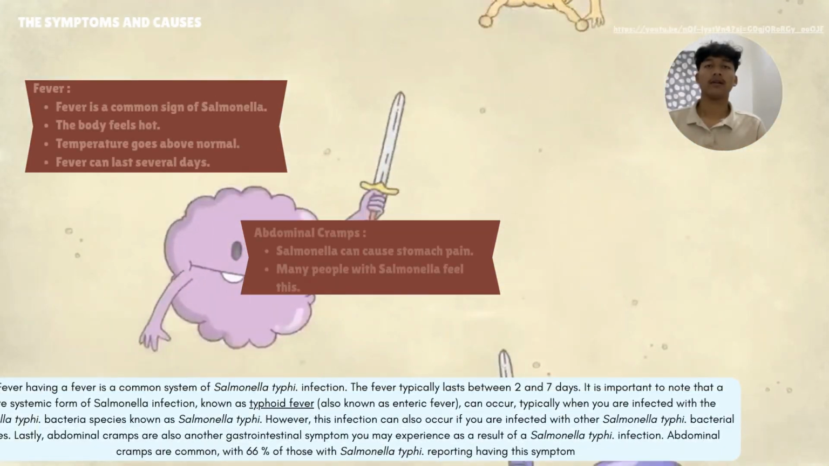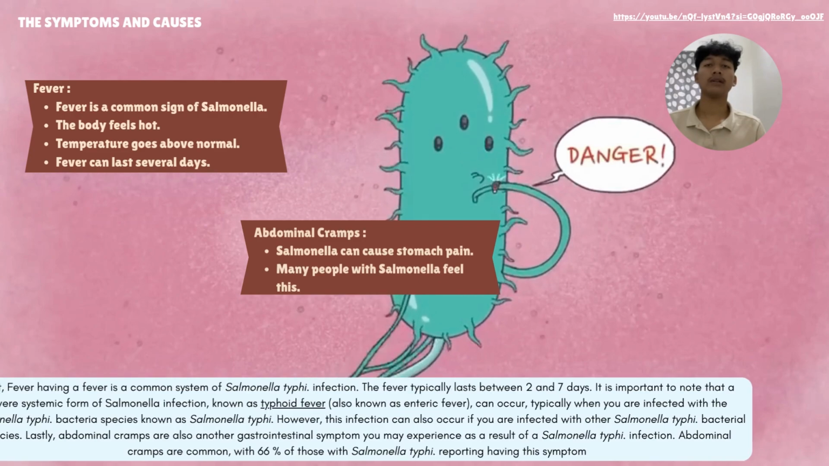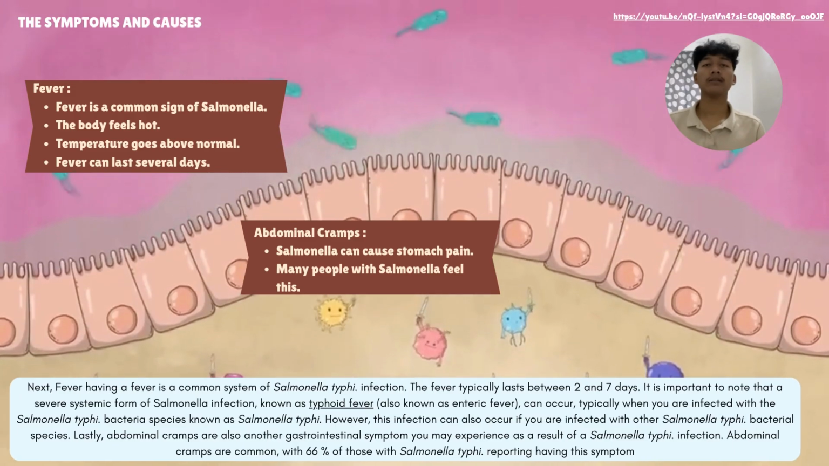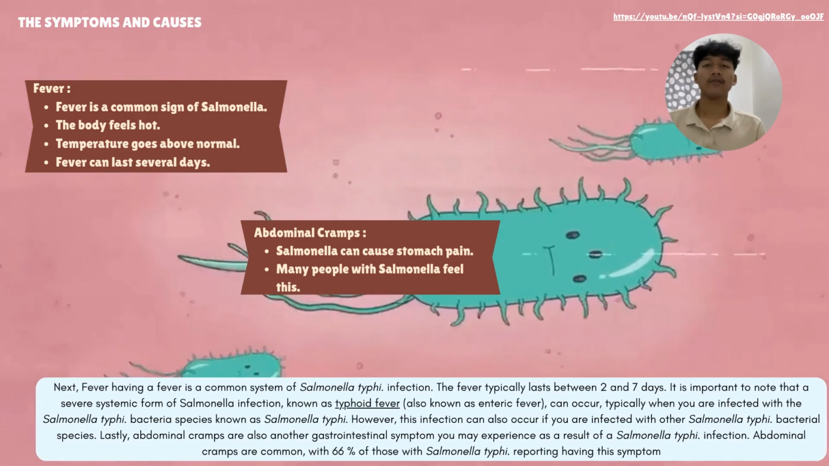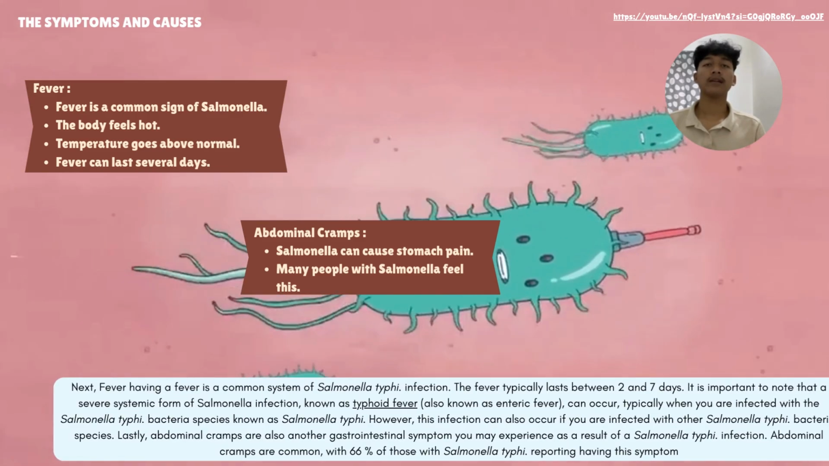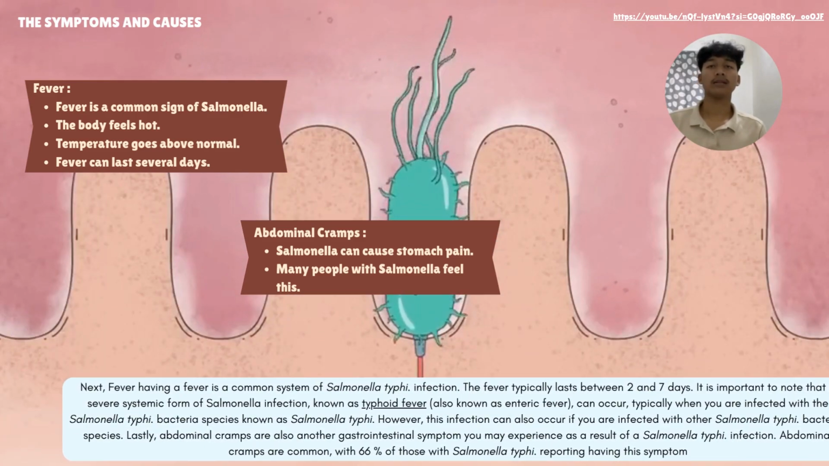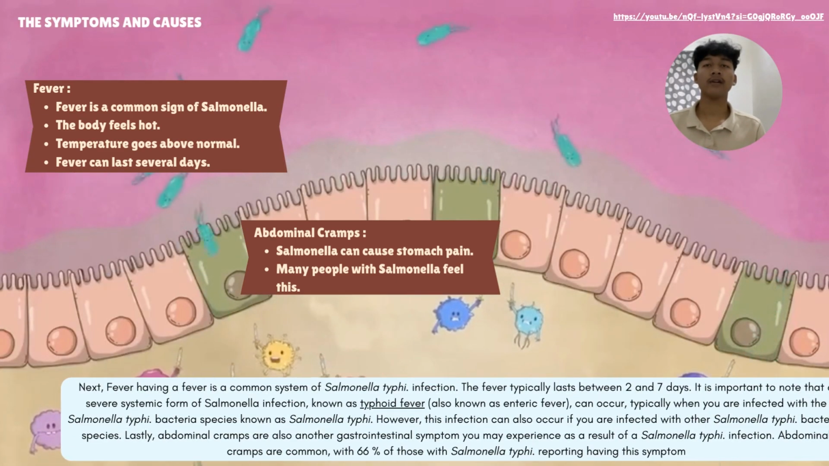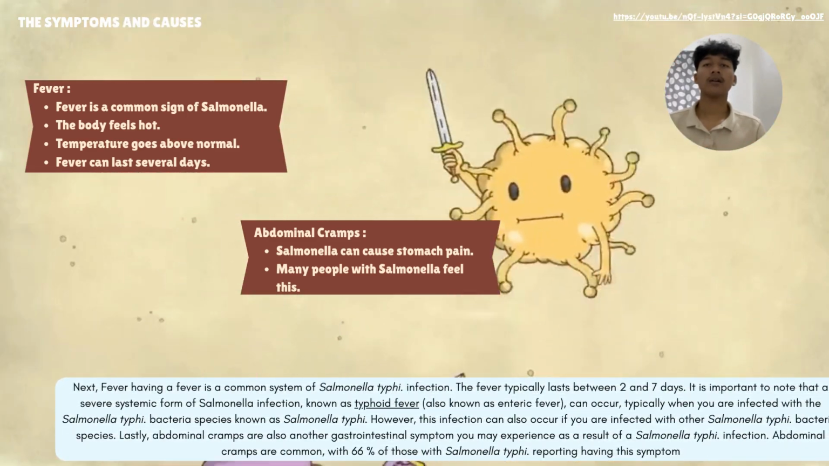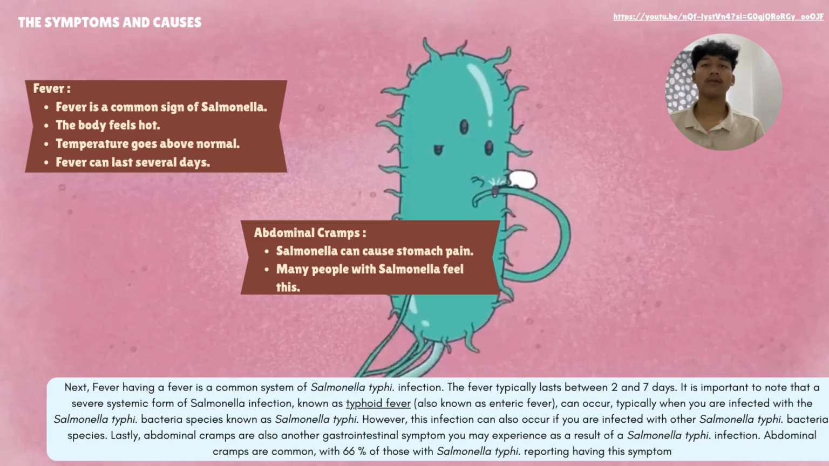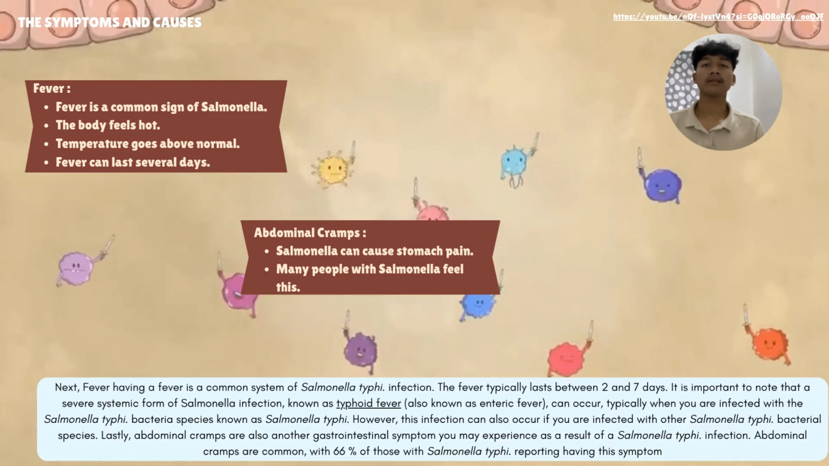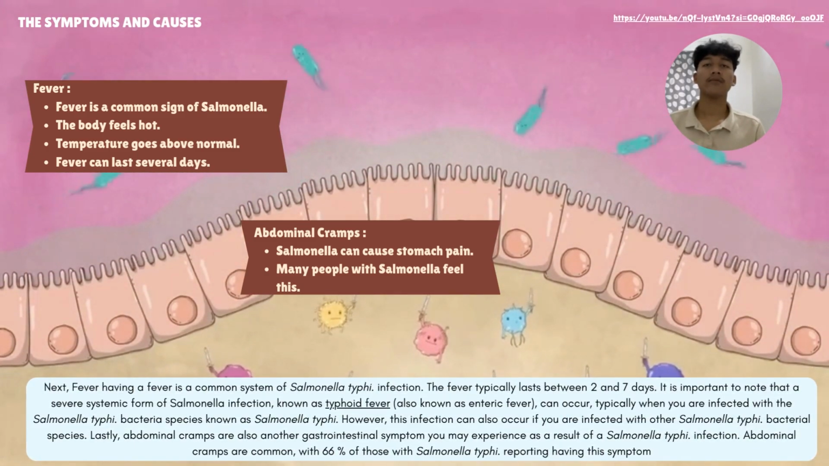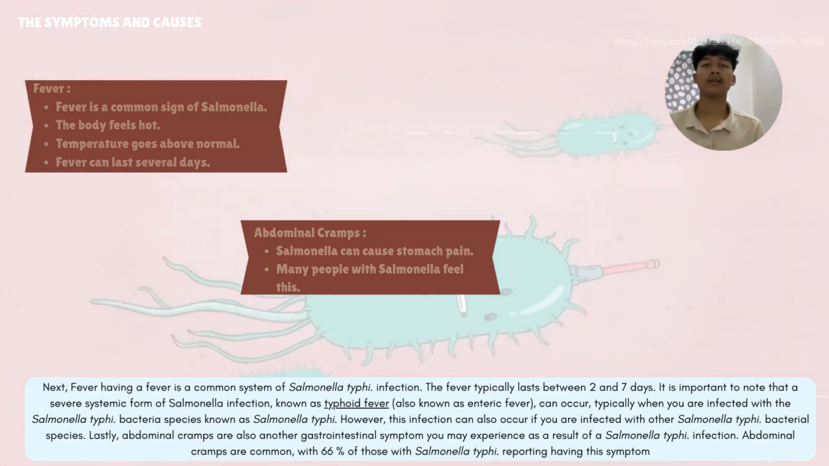Next, fever. Having a fever where your internal body temperature is between 38 to 39 Celsius is a common symptom of Salmonella infection. The fever typically lasts between 2 and 7 days. It is important to take note that a severe systemic form of Salmonella infection known as typhoid fever, also known as enteric fever, can occur typically when you are infected with the Salmonella bacteria species known as Salmonella typhi. However, this infection can also occur if you are infected with another Salmonella bacteria species.